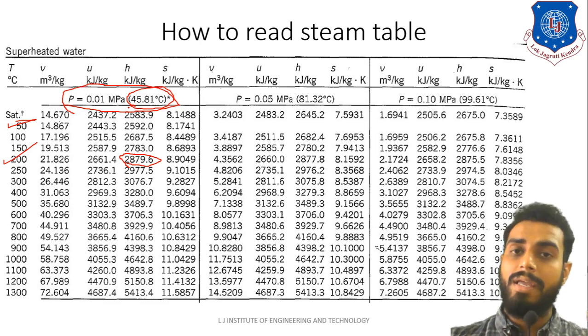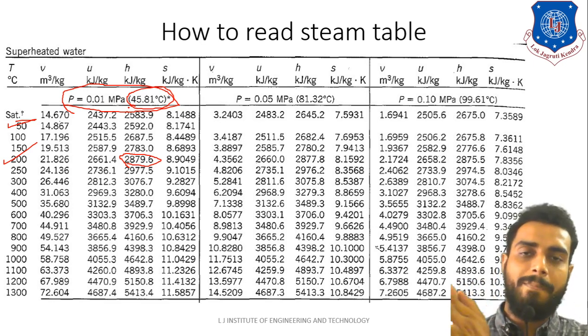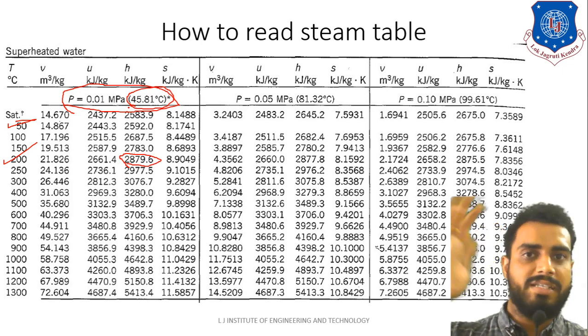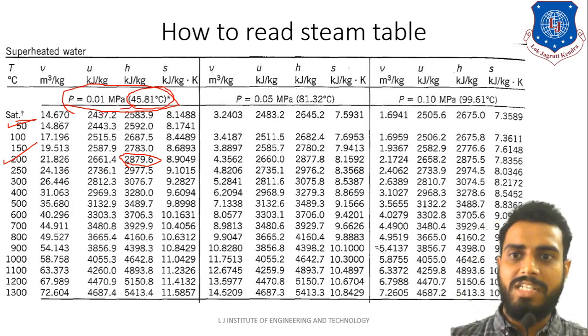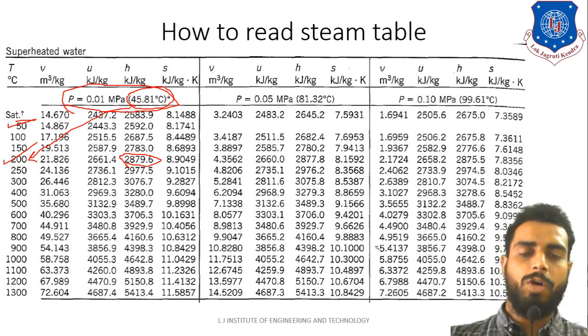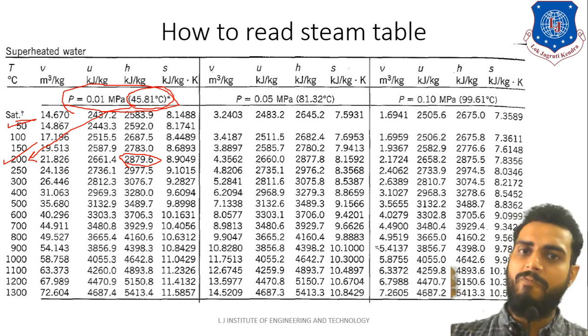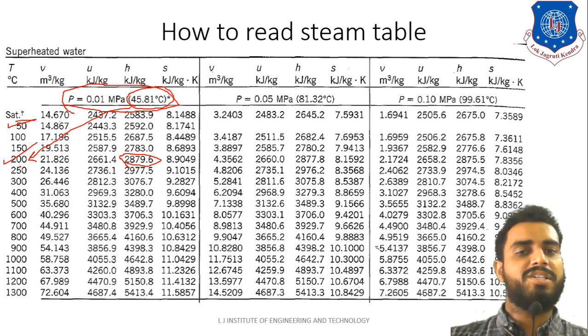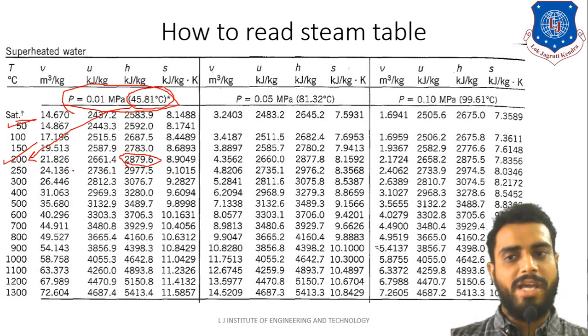That means what? At 0.01 megapascal, water will start evaporating at 45.81 degrees Celsius. Now your steam is at 200 degrees Celsius. Now tell me, what will be the condition of the steam? Will it be dry, wet, or superheated? Obviously superheated, because you are much higher than the boiling point. That is why this condition is nothing but superheated steam. So directly the enthalpy will be 2879.6.